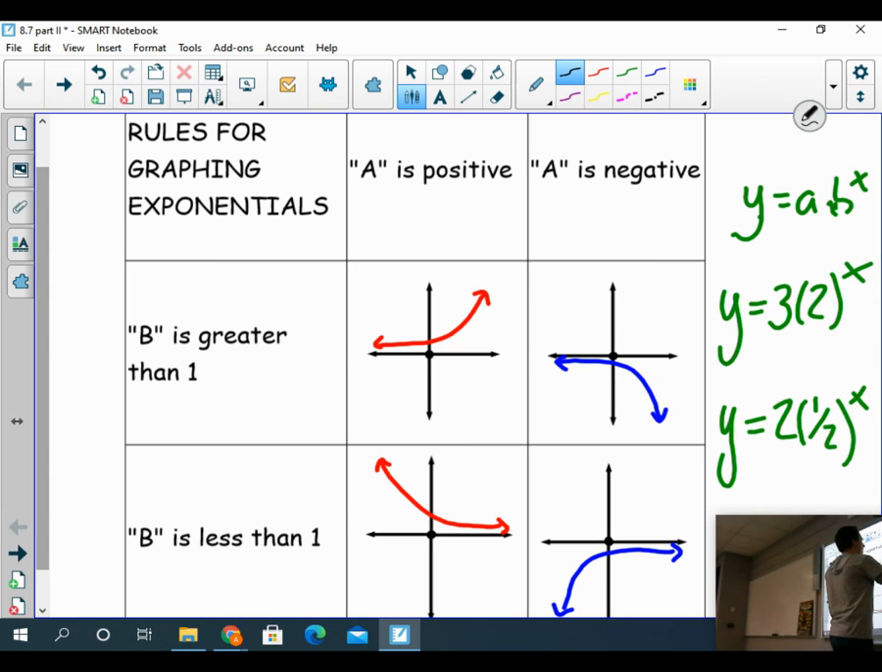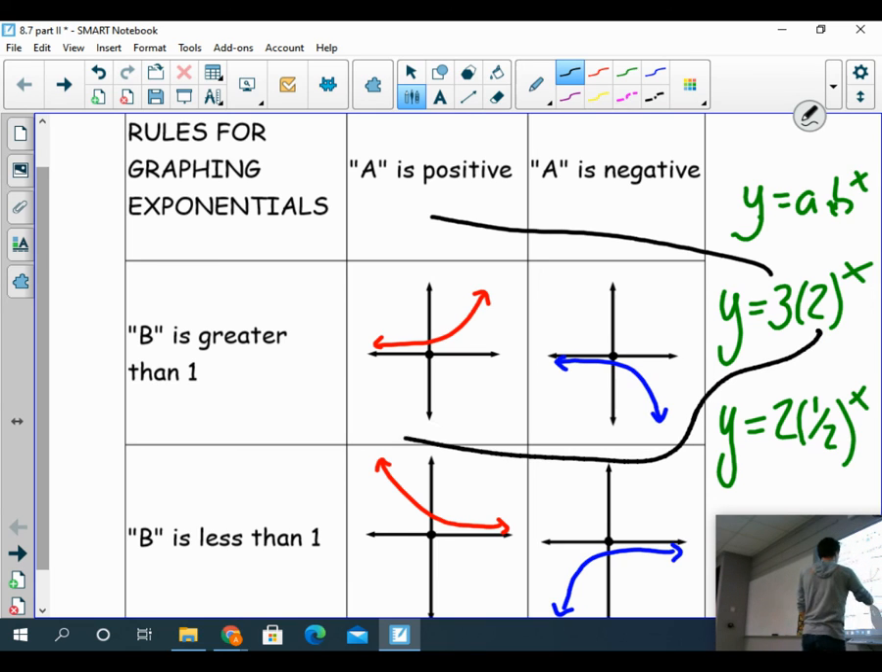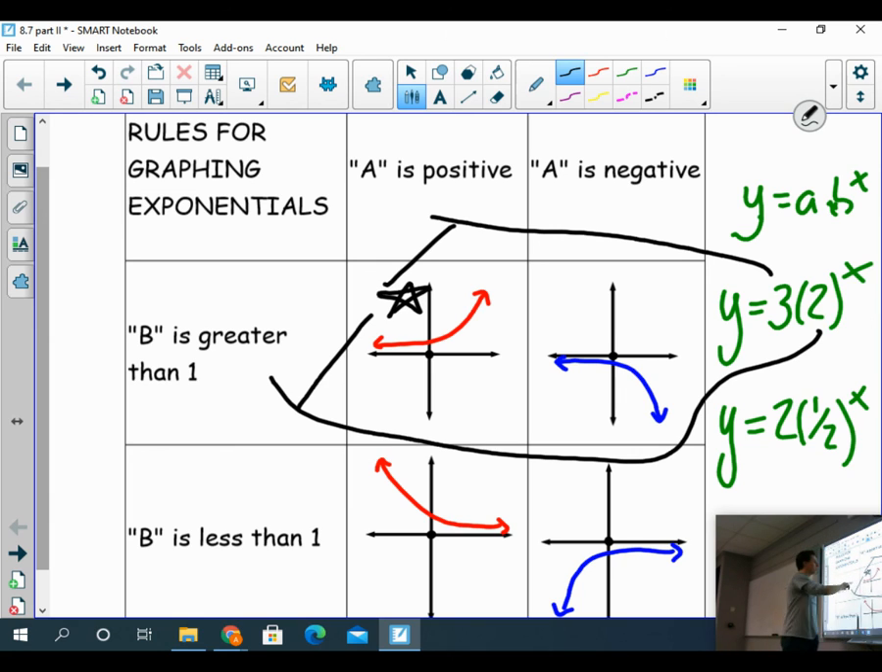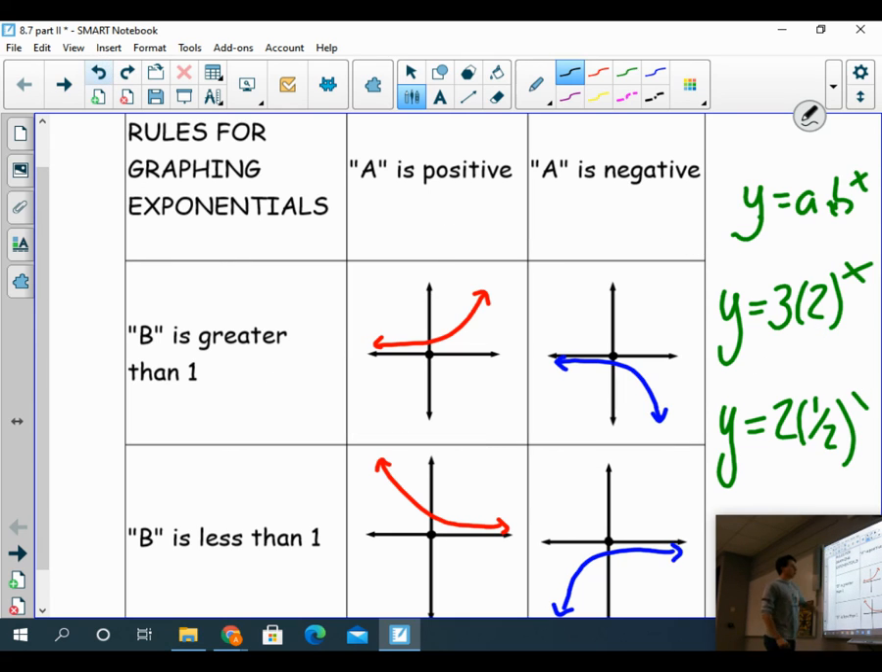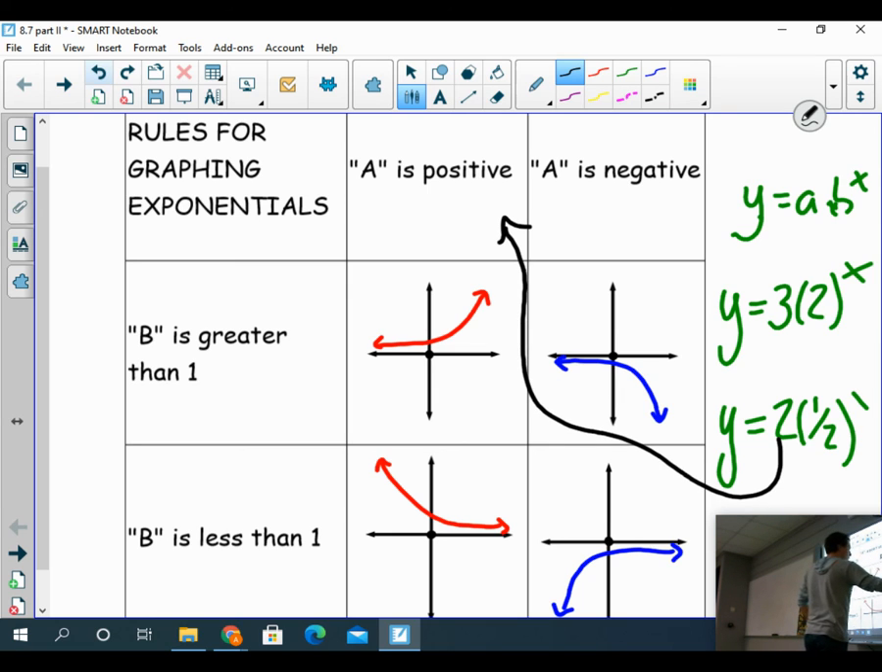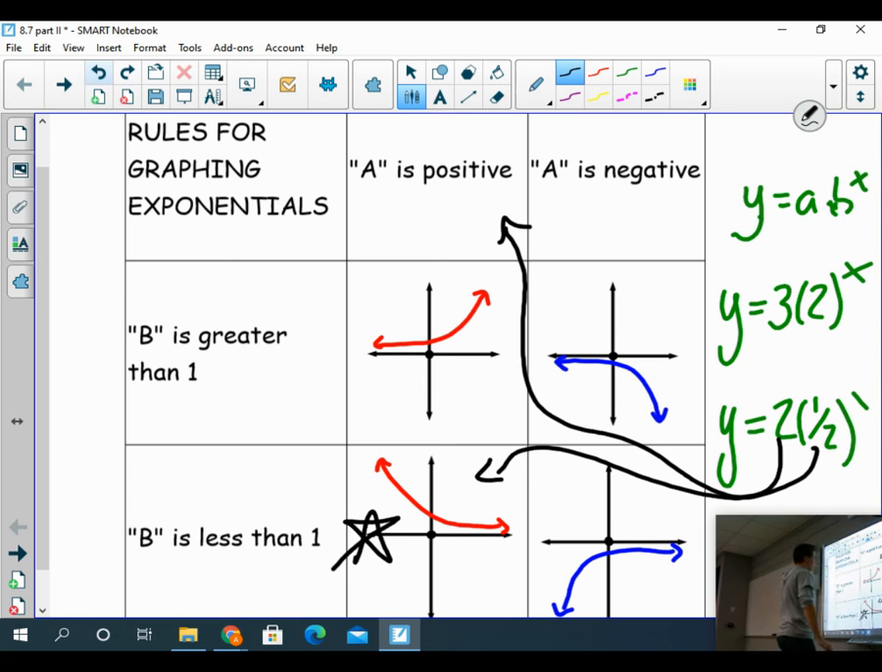Our first one has a positive a value and a b value greater than 1. Those meet right here. And what do you know? Our graph looks like that. If we talk about our second one, it has, again, a positive a value, but this time b is less than 1. And consequently, our graph looks like that.